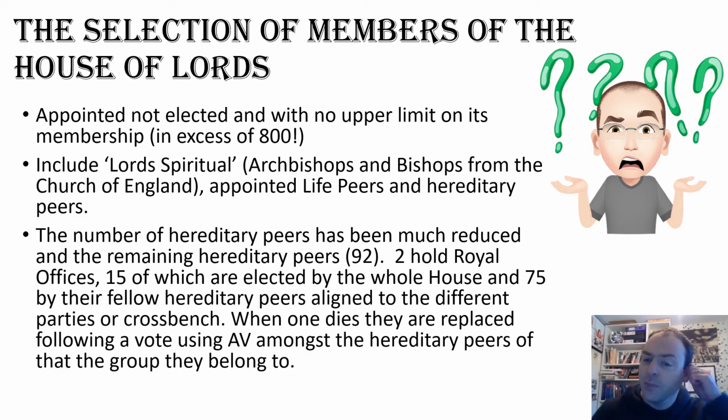Now, when the Labour Party did Lords reform, they kind of set in stone the balance between these different groups, because previously one of the problems had been that almost all hereditary peers were Conservative, and therefore this was seen to give the Conservatives an unfair advantage. So now, when a hereditary peer dies, they are replaced following a vote using the AV method amongst the hereditary peers of the group that they belong to.